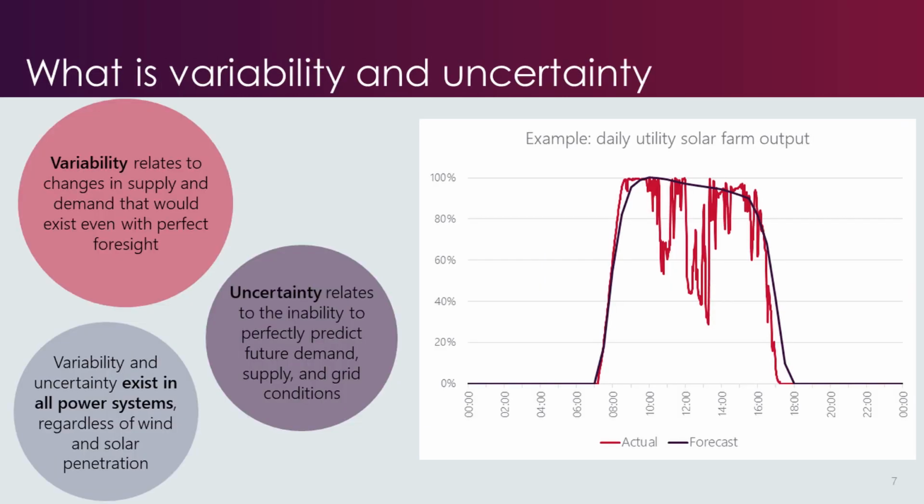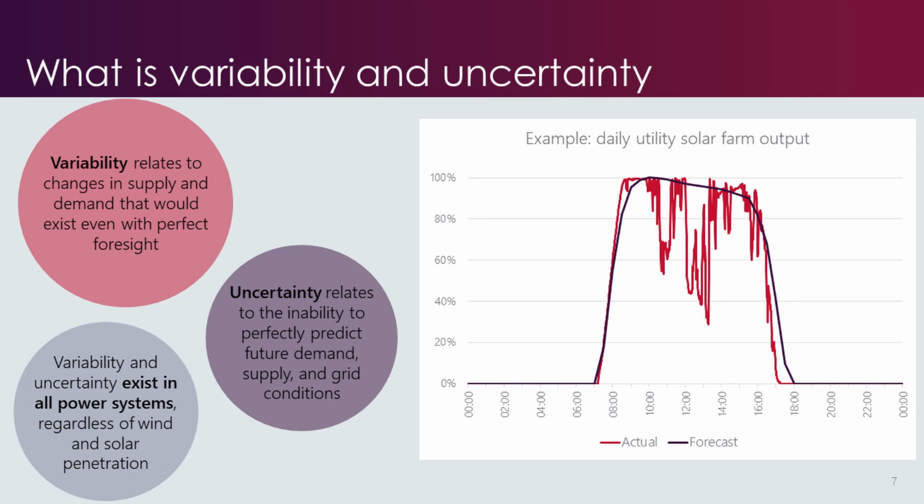In understanding this balance, we need to also understand these concepts of variability and uncertainty, which make balancing supply and demand harder. Variability is the movement up and down in both demand and supply that would exist even with perfect foresight. And uncertainty is the inability to perfectly predict future demand, supply, and grid conditions. Now, both demand and supply have always been variable and uncertain. For example, demand varies on daily and seasonal cycles. Similarly, for uncertainty, there have always been unexpected events, say an unexpected line outage, which also takes out some generation. And our forecasts have always been just forecasts. They're not always 100% on the money.